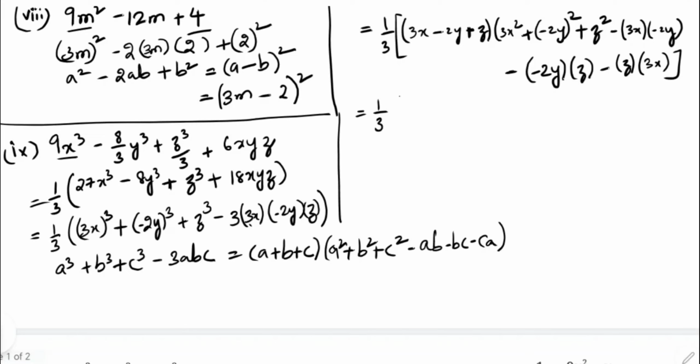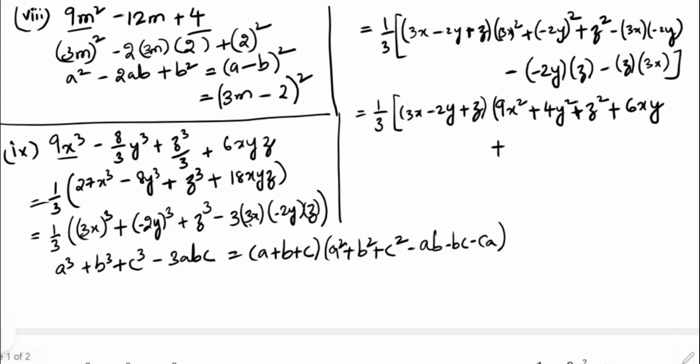So we got 1 by 3, 3x minus 2y plus z into 3x, this is whole square, so this will be 9x square, minus 2 whole square is plus 4y square plus z square, minus and minus plus, 2 3s are 6xy, minus into minus plus 2yz minus 3zx. So this is the answer.